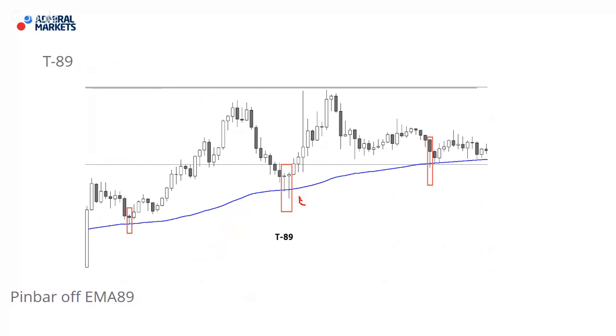So in order for T89 to appear, you need to have EMA 89 set on close on your chart, and you need to spot a pin bar rejection of EMA 89. The body of the candle is not very important.